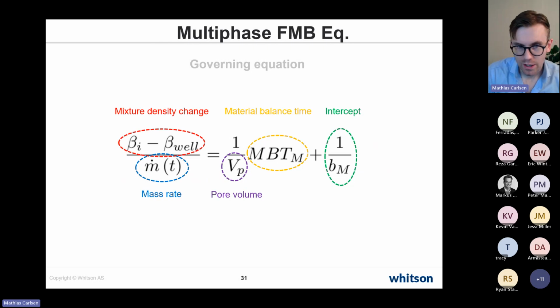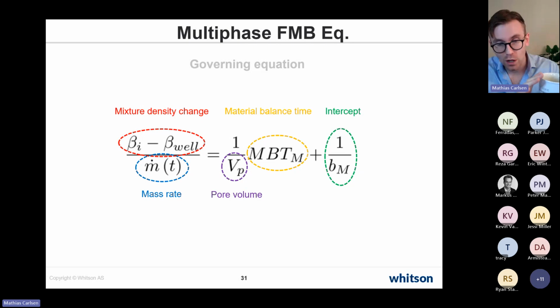And this guy right here is what we call mixture density change. So what is mixture density? I don't know if I have my camera on, but I have a cup here. This cup you can fill with 3 different phases: oil, gas, and water. They obviously segregate, so they don't mix.